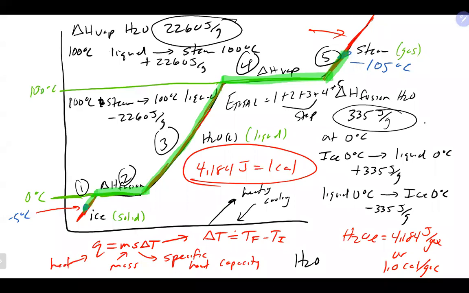If I started at the top at 105 degrees Celsius and wanted to take it all the way down to ice at -5 degrees Celsius, the only difference is everybody would be negative. The end result would be the exact same number, except it would be negative because those are all exothermic processes that occur. So in a situation like that, you've got to do it step by step and add each of those together.